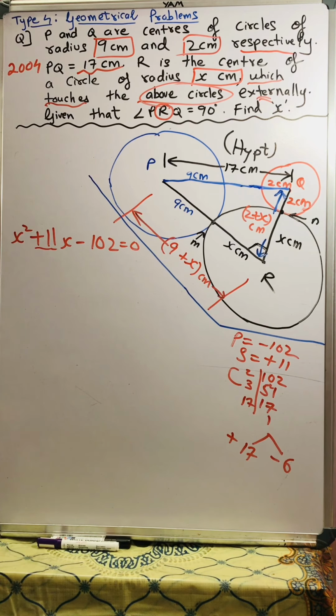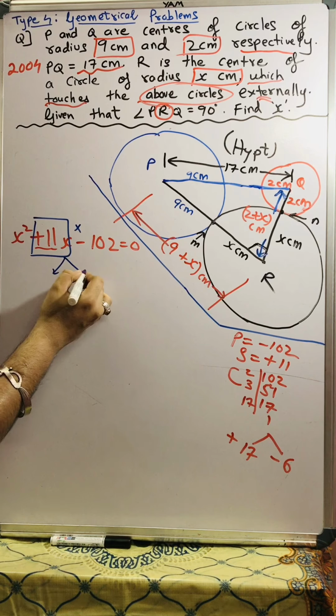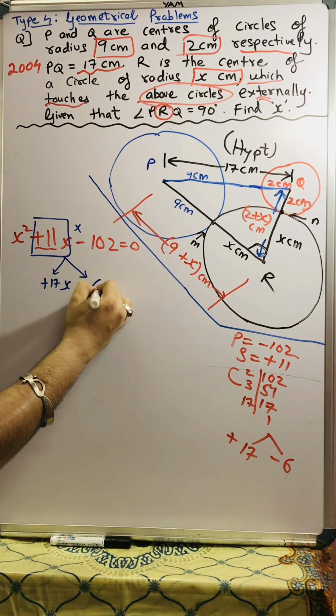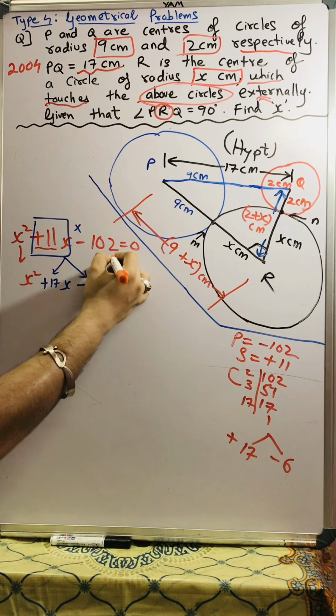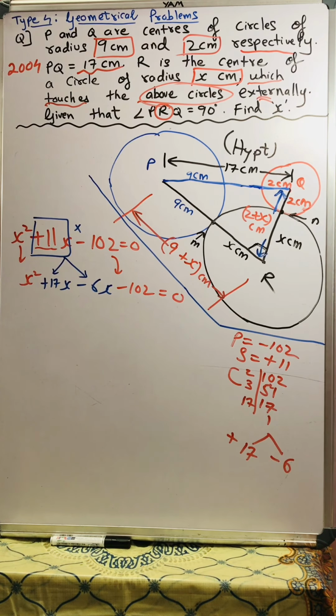Yes. And students, I will not write the middle term because I am solving by splitting the middle term. So instead of this plus 11x, what will I write? I'll write plus 17x and minus 6x. And this x square will be copied down as it is. This will be x square and this will be minus 102 is equal to 0. Yes, students.